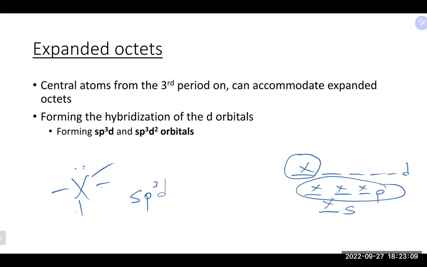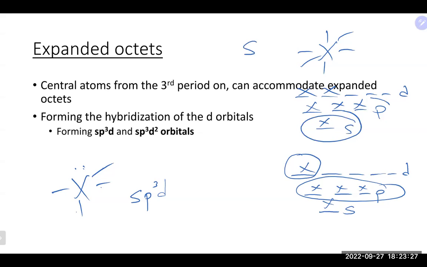Same thing if you got to the octahedral. I'll just do them all as bonds. You have 6 electron pairs, which again would give you 1, 2, 3, 4, 5, and 6. So that's an S, that's 3 Ps, and 2 Ds. So again, you could just simply count off hybridization.